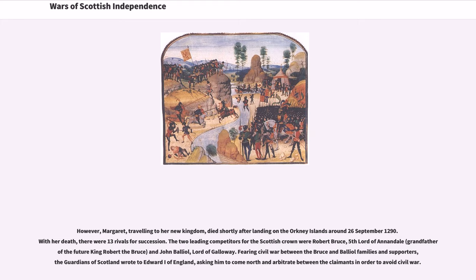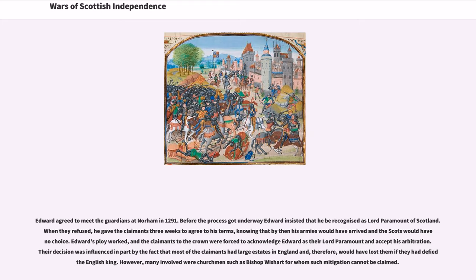The two leading competitors for the Scottish crown were Robert Bruce, 5th Lord of Annandale, and John Balliol, Lord of Galloway. Fearing civil war between the Bruce and Balliol families and supporters, the Guardians of Scotland wrote to Edward I of England, asking him to come north and arbitrate between the claimants in order to avoid civil war. Edward agreed to meet the Guardians at Norham in 1291.